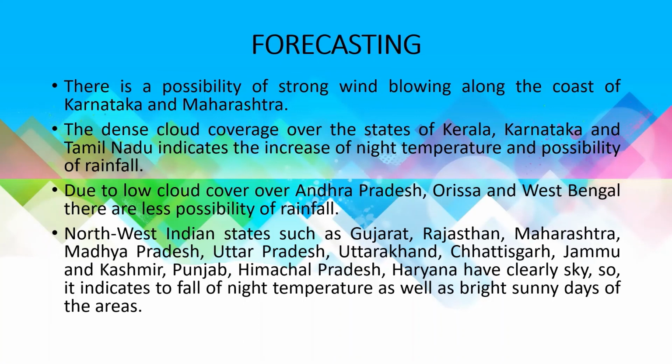Northwest Indian states such as Gujarat, Rajasthan, Maharashtra, Madhya Pradesh, Uttar Pradesh, Uttarakhand, Chhattisgarh, Jammu and Kashmir, Punjab, Himachal Pradesh, Haryana have clear sky, so it indicates a fall of night temperature as well as bright sunny days in the areas.